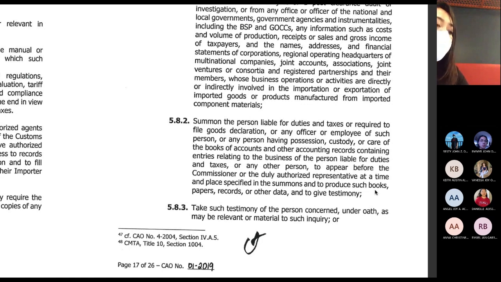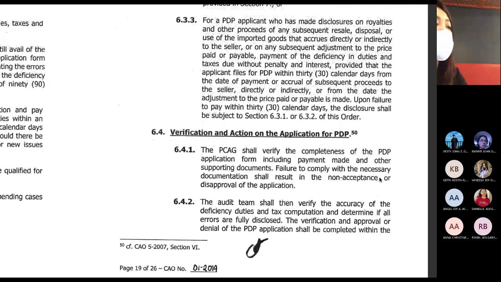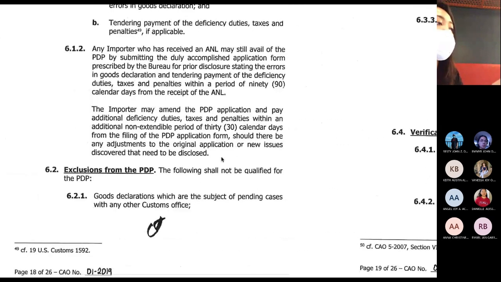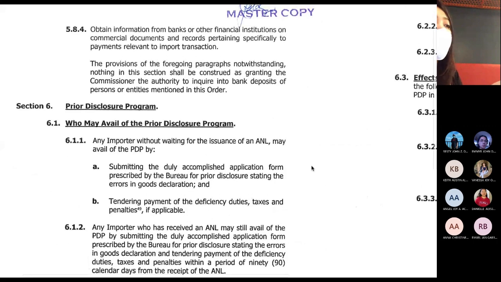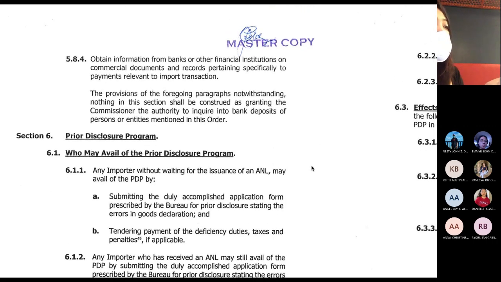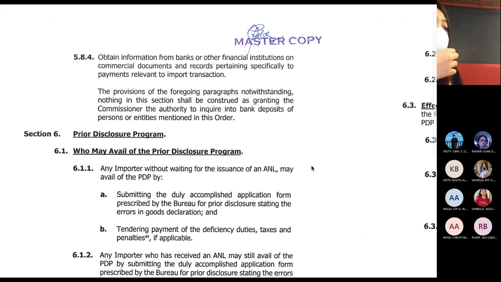5.8.3 Take such steps. Take such testimony of the person concerned under oath as may be relevant or material to such inquiry, or obtain information from banks or other financial institutions on commercial documents and records pertaining specifically to payments relevant to import transactions. The provision of the foregoing paragraphs notwithstanding, nothing in this section shall be construed as granting the Commissioner the authority to inquire into bank deposits of persons or entities mentioned in this order.